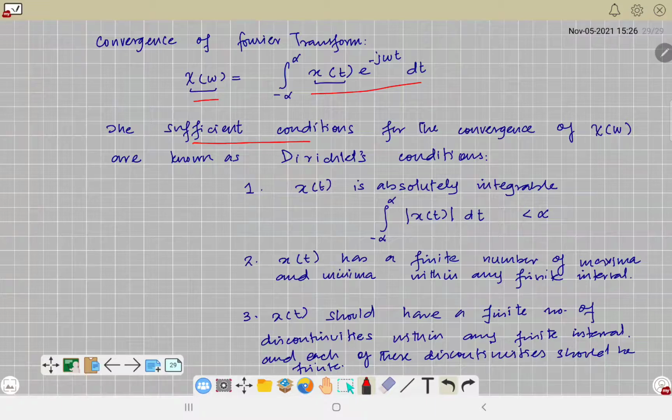And as far as Fourier transform is concerned, we basically have three such conditions which we collectively call Dirichlet conditions, fine. And these are sufficient conditions, means if a signal satisfies these conditions, you will definitely find a Fourier transform, but they are not necessary conditions. We have three such conditions. We'll start with this one.